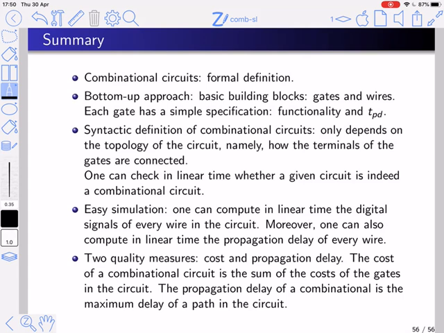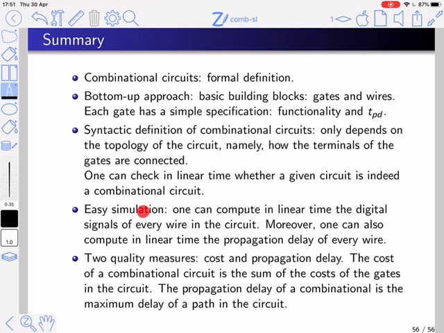To summarize, we defined what combinational circuits are. We used a bottom-up approach. We started with the basic building blocks of gates and wires, where each gate has a simple specification of a function and a propagation delay. We applied a syntactic definition for how to build a combinational circuit, and this syntactic definition only depends on how you connect together terminals. This is referred to as the topology of the circuit. And you can check very quickly whether a given circuit is indeed a combinational circuit.